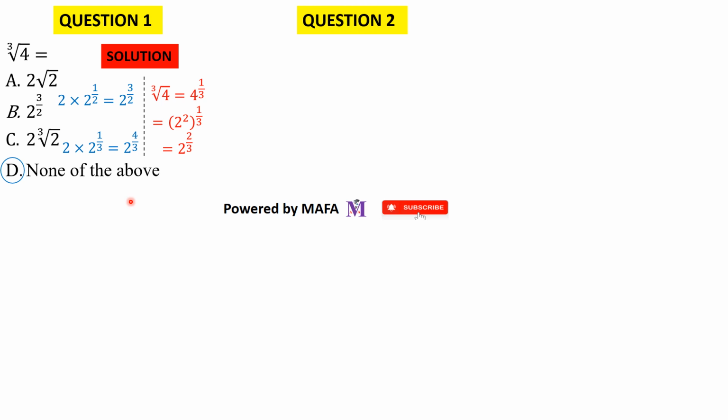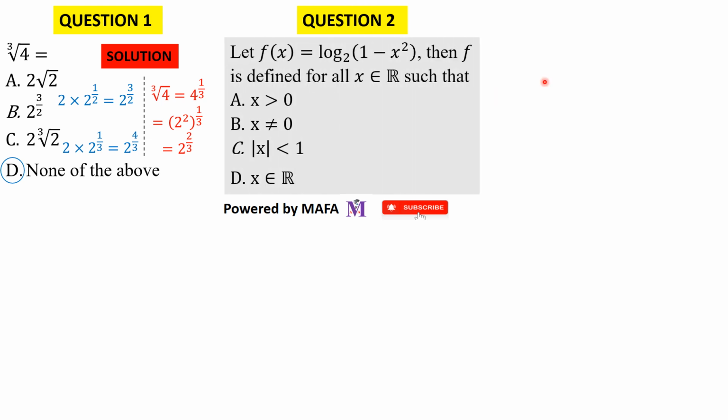Alright, so let's move on to question 2. Question 2 reads: let f of x be equal to logarithm to the base 2 of 1 minus x squared. Then f is defined for all x in the set of real numbers such that A says x is greater than 0, B says x is different from 0, C says the absolute value of x is less than 1, and D says x belongs to the set of real numbers.